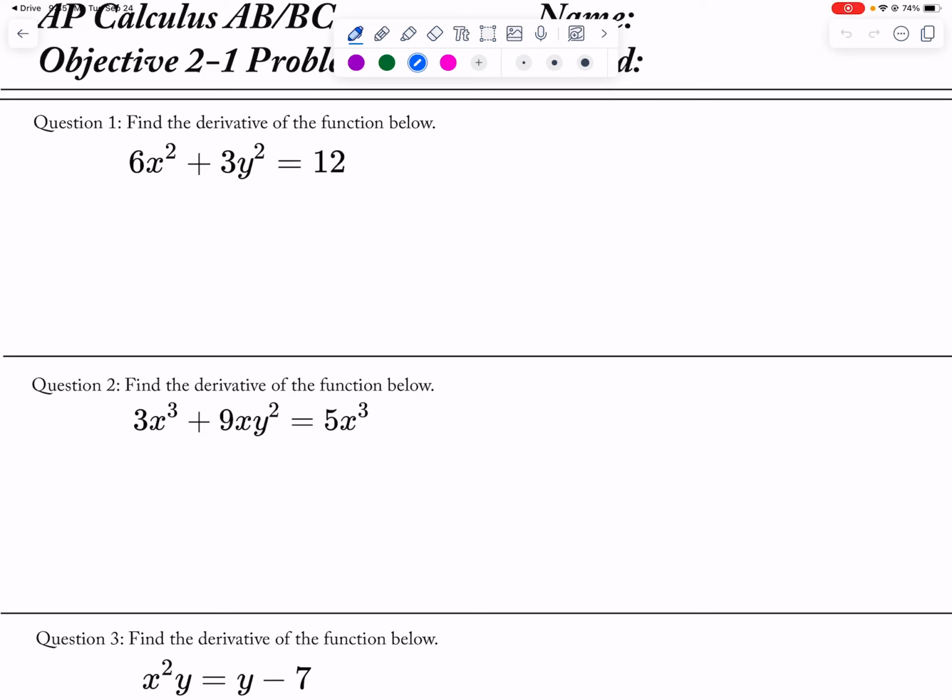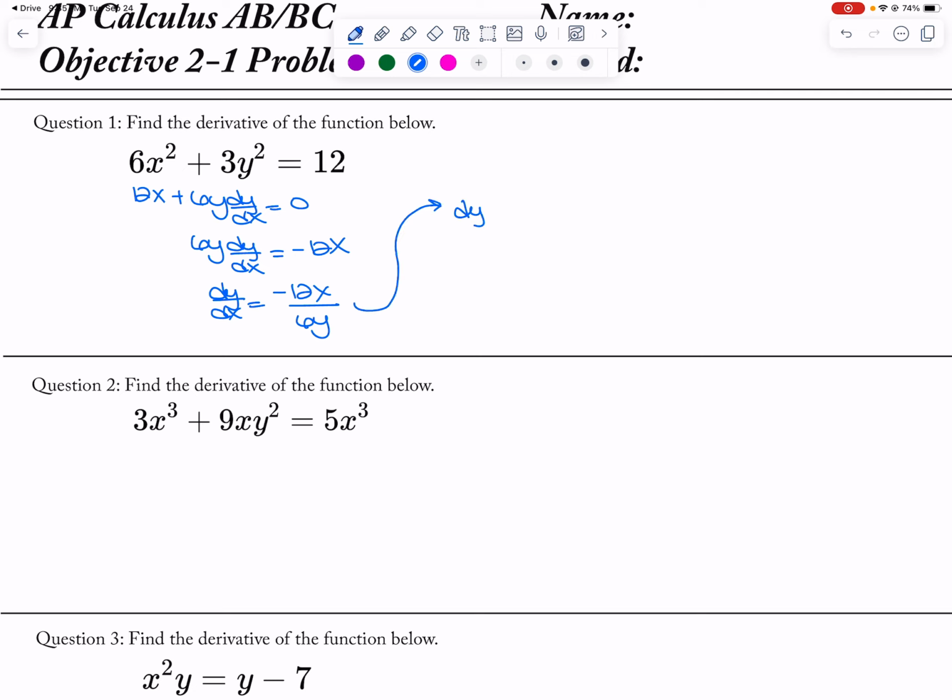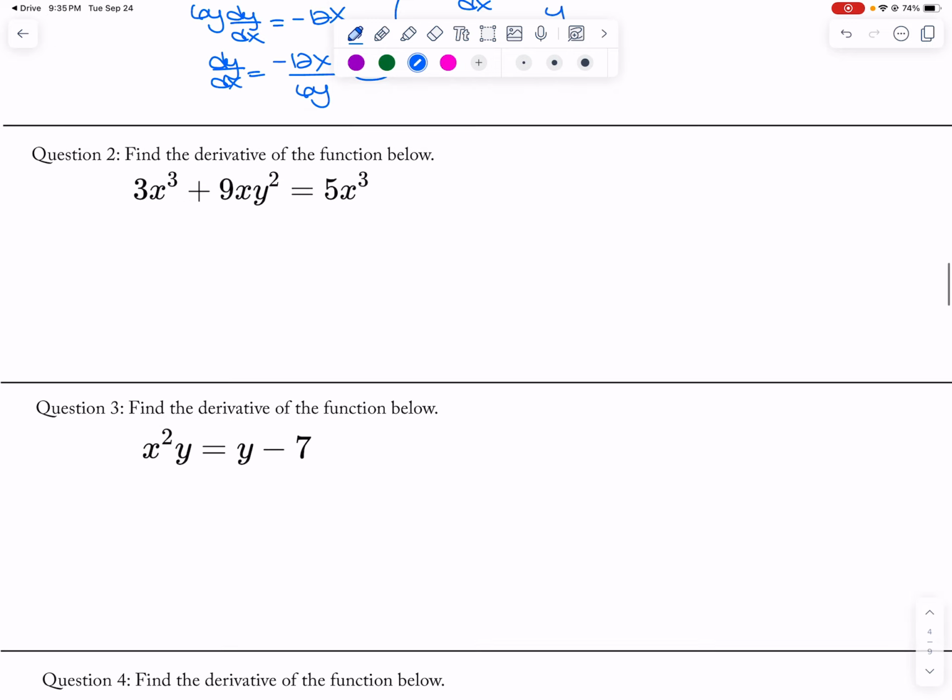All right, so let's take a look at the odd number questions. So we take the derivative, so 12x plus 6y dy/dx is equal to 0, so 6y dy/dx is equal to negative 12x. dy/dx is then equal to negative 12x over 6y. So dy/dx is equal to negative 2x over y.